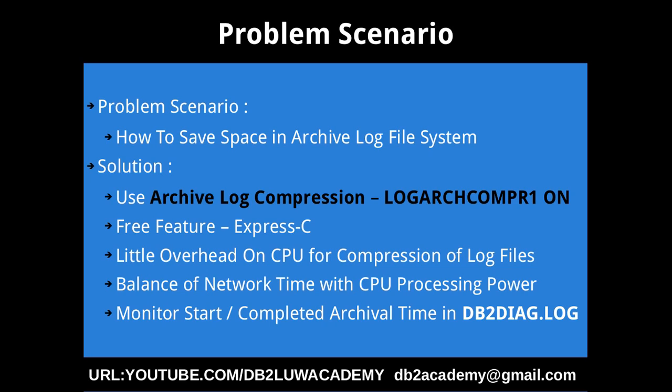When you implement this feature, obviously there is a little overhead on the CPU for compression of the log files. So you have to balance the network time with the CPU processing power. What happens in archival is that the file is getting moved from active log directory to the archive log directory, which can even be an external server, like a TSM server. So the file needs to get sent over the network. So the time it takes for the network transfer of a huge file, let's say 40 MB file or 50 MB file.